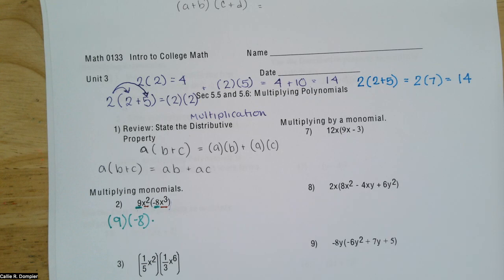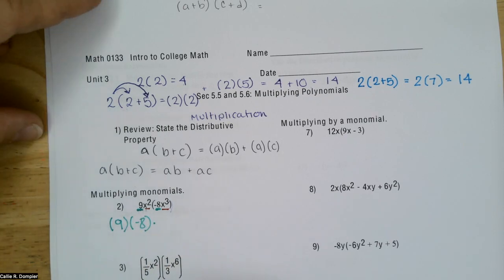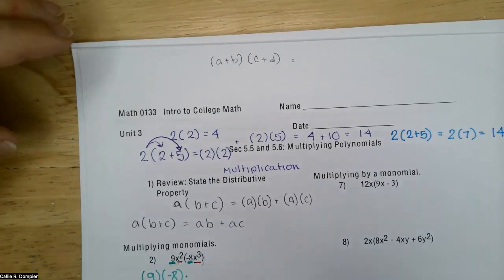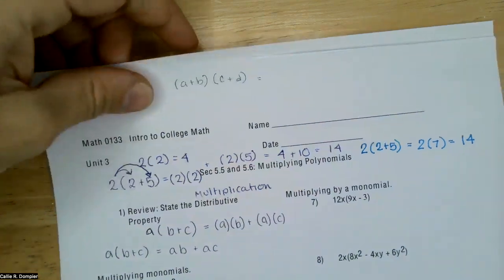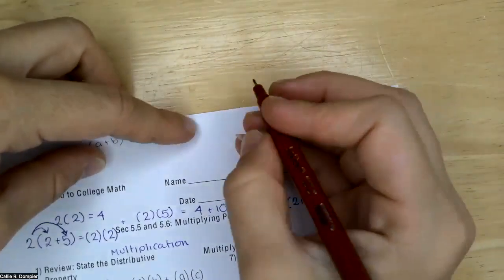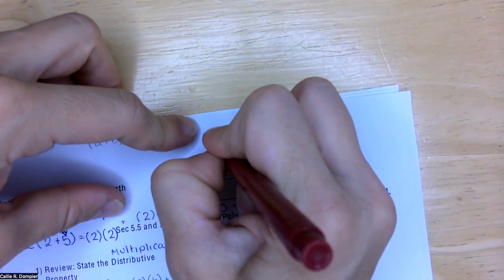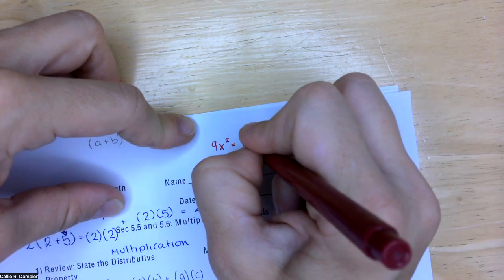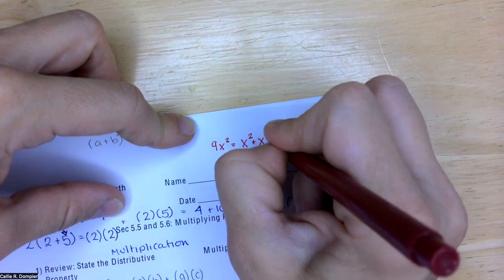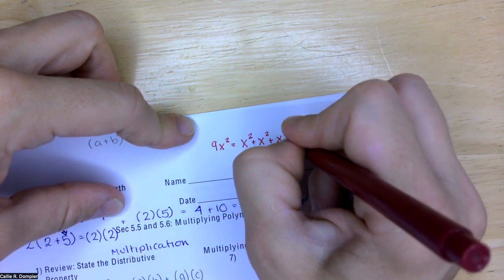The coefficient in front of the variable just means x squared 9 times, right? So if I think of x squared 9 times, sorry, to over-explain a bit, 9x squared is 9 of these.